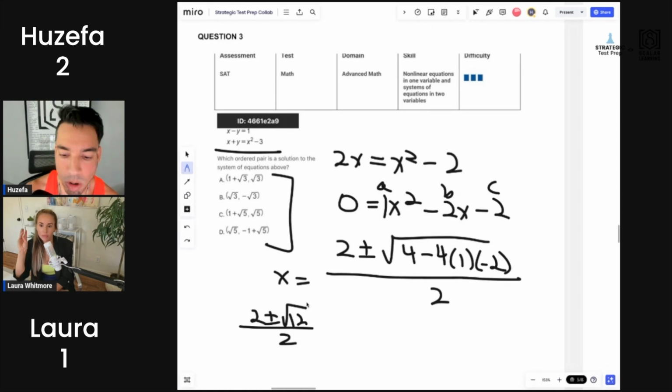Luckily for us, radical 12 can be simplified to 2 rad 3. The reason why is because 12 is 4 times 3. You can take the square root of 4. You can't take the square root of 3. So 4 comes out as a 2. 3 stays in. So now I'm going to do it up here.